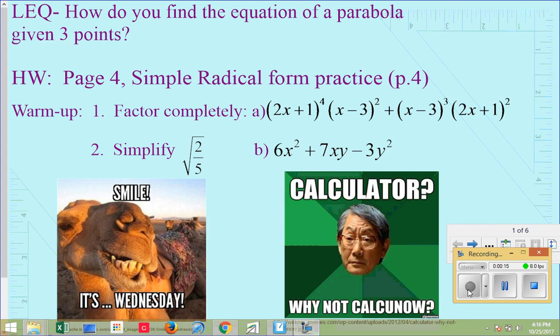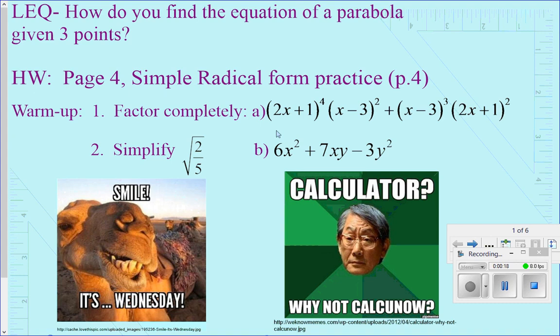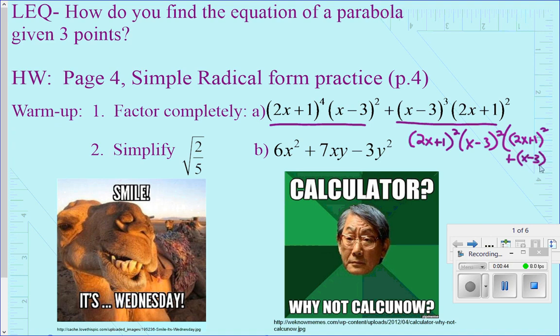So the first one, GCF, is the quantity 2x plus 1 squared times the quantity x minus 3 squared. When you factor that out, you're left with 2x plus 1 squared, and then a plus sign, and then the quantity x minus 3 to the first.